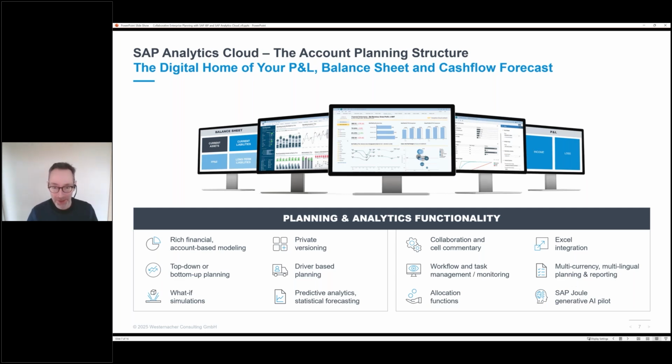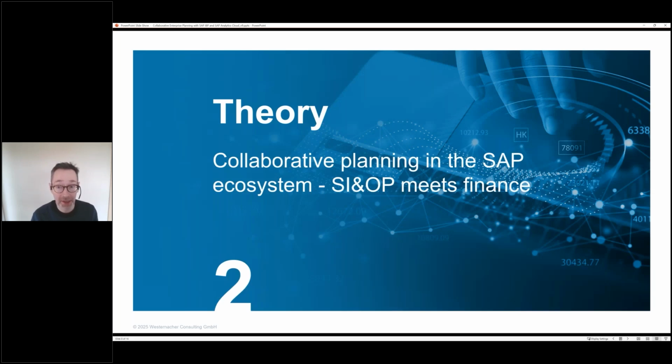So for all of those from operations, the Analytics Cloud is SAP's cloud-based solution for all financial planning and all modern analytics. So if you're going to be doing your budgeting, if you're doing your costing, if you're creating trial financial statements, or even just doing the reporting on those, this is where you would be doing this. Okay, now you've met the tools. Let's jump into the theory.